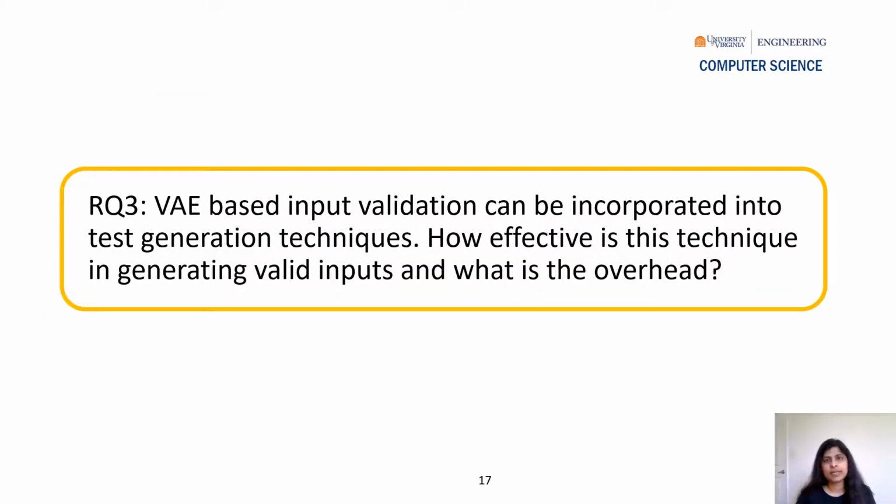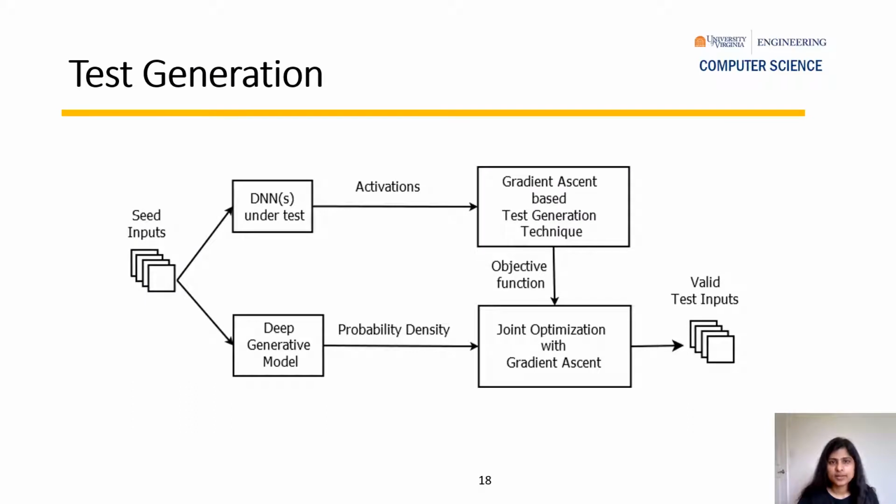We next developed a technique for incorporating an explicit model of the valid input space of a DNN into the test generation process. The next research question relates to incorporating VAE into the test generation and its effectiveness and overhead. Here is a diagram representing our approach to test generation. The valid input space is modeled by the deep generative model in the diagram. We use a variational autoencoder as the deep generative model in our experiments. It outputs the reconstruction probability of the test inputs.